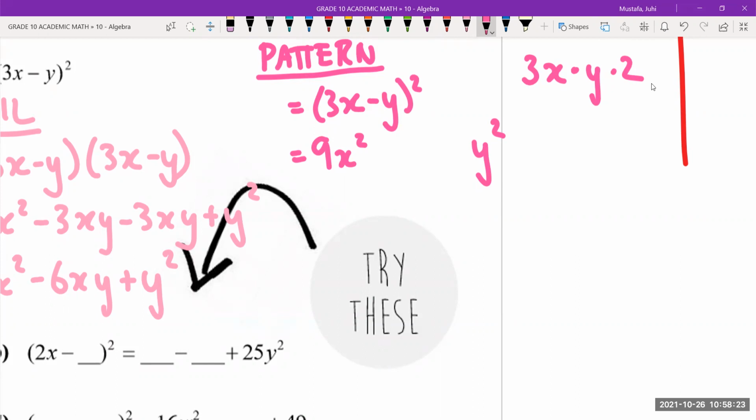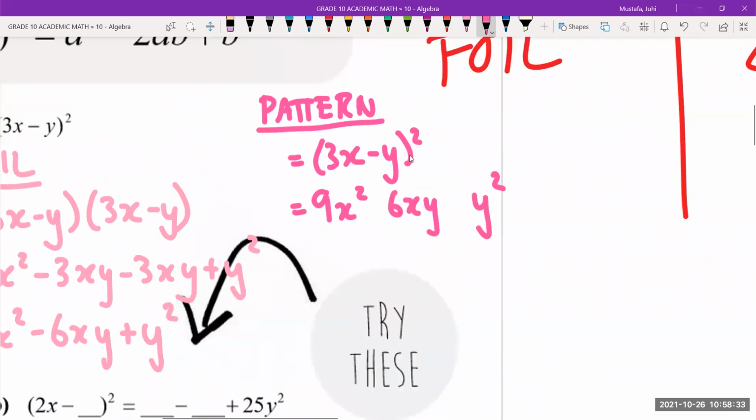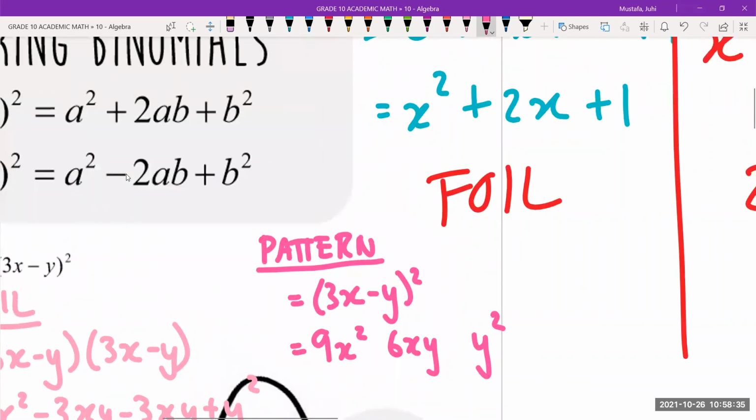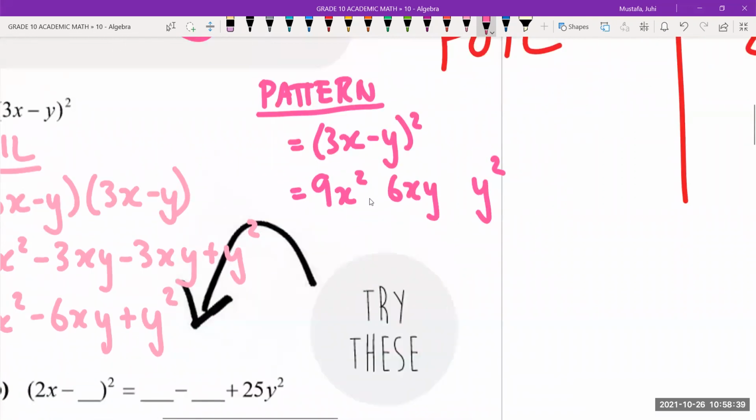What will this give me? 3x times y times 2. 6. Good. 6xy. And then in order for us to figure out the signs, we just look at the pattern here. If you have a minus in the original question, you're going to have a negative sign and then a positive sign. So I'm just going to put in a negative here and then a positive here.